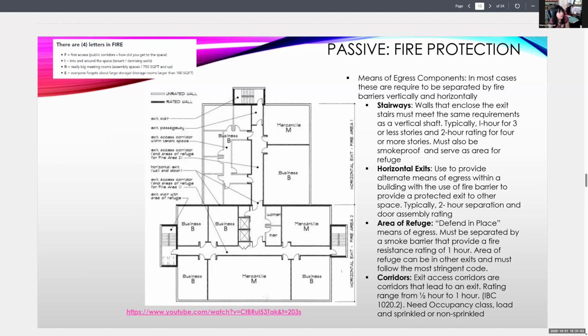And then corridors. Exit access corridors are corridors that lead to an exit. Rating ranges from a half an hour to an hour. Need occupancy, class, load, sprinklered or not sprinklered. So all of that, whether or not this corridor and this one need to be rated, is based on occupancy, class, load, and if it's sprinklered. So that's what tells us what that is.